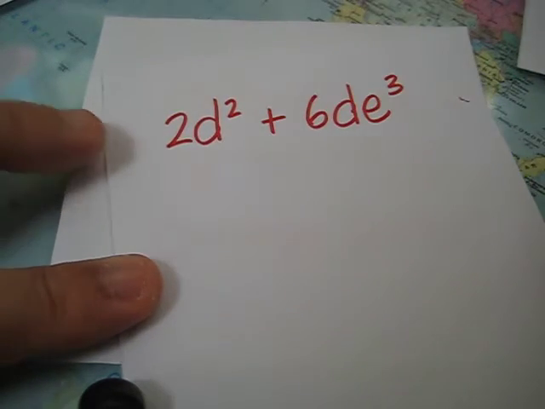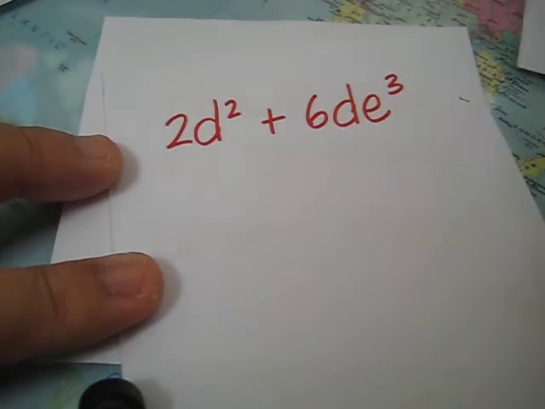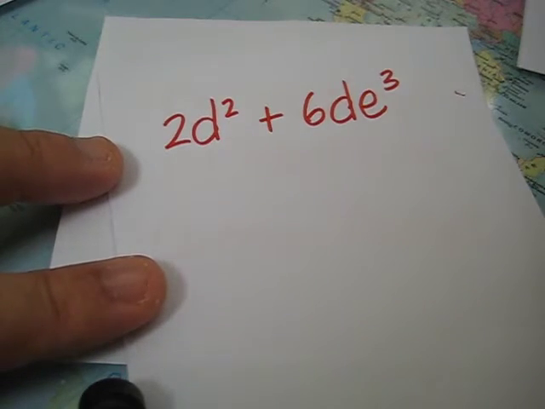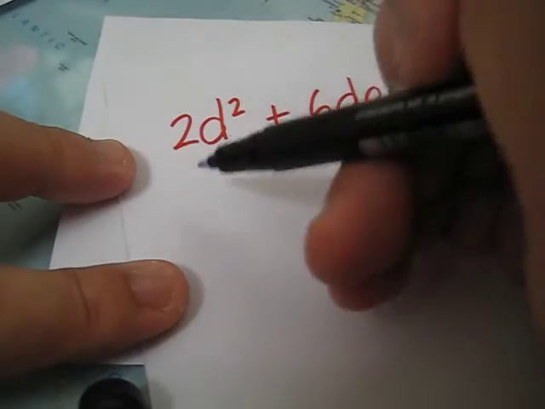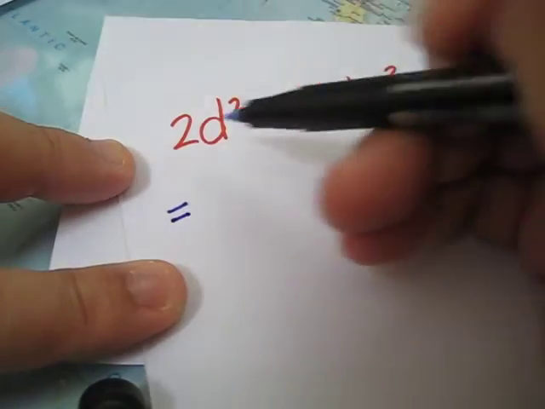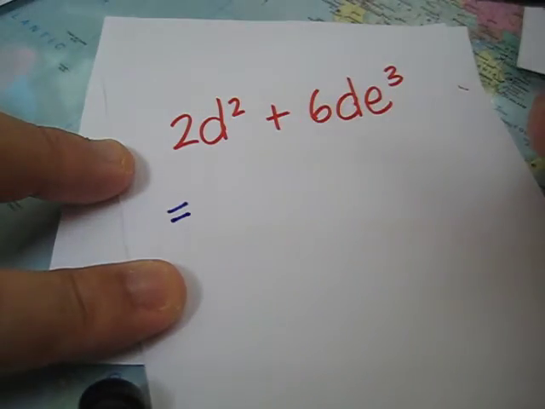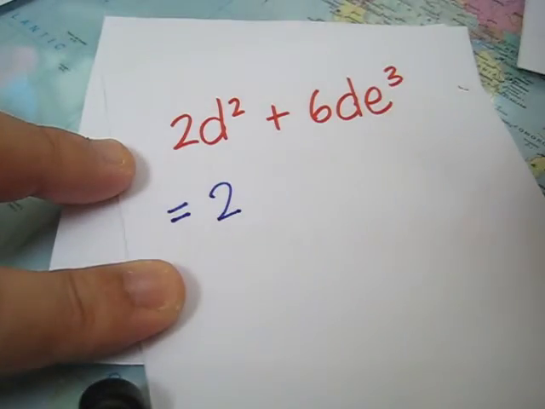In this expression, we have two terms. First, let's look at the numerical part. We have 2 and 6. Therefore, the highest common factor for these two numerical terms would be 2.